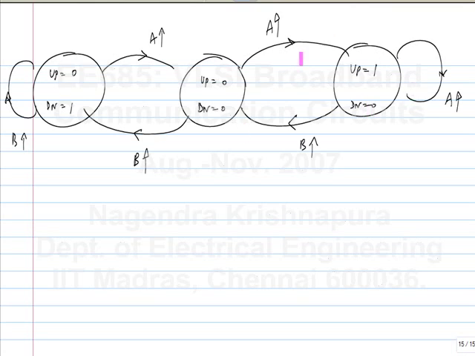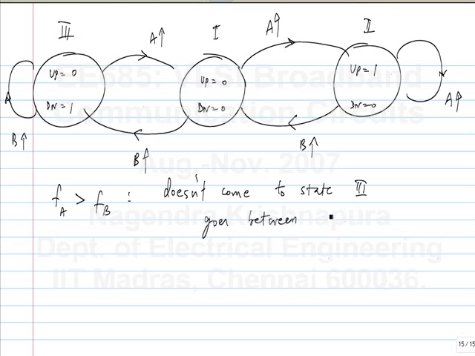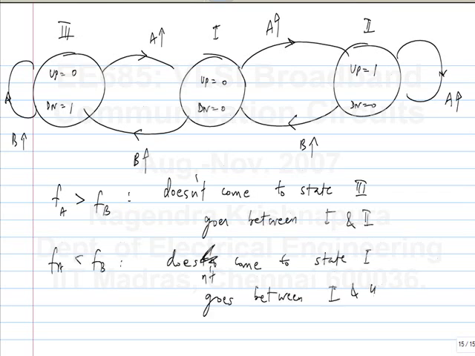Similarly, if frequency of A is less than B, it will see two consecutive edges of B and it will oscillate between these two. So, what is the average value? Half. So, it does give you a non-zero average if the frequencies are different. So, this is not just a phase detector, it is also a phase frequency detector, okay. So, let me call this state 1, 2 and 3, okay, and the average value will be I think half.